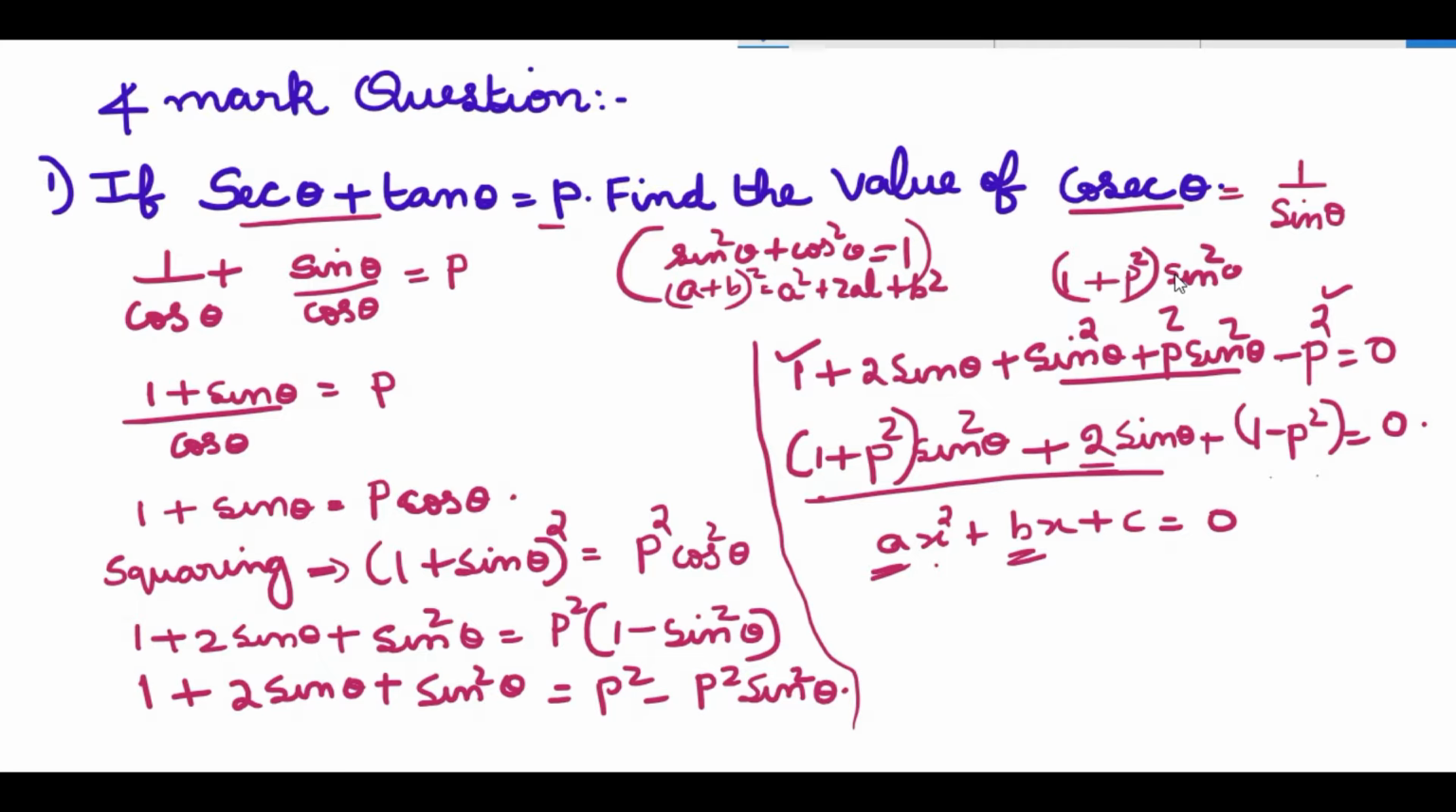Now using the quadratic formula, that is minus b plus or minus square root of b square minus 4ac divided by 2a, I am going to solve this equation. So we will get the value of sin theta, because in the place of x we have sin theta. When you solve this, we will get the value of sin theta. Taking the reciprocal of that, we will get the value of cosec theta.